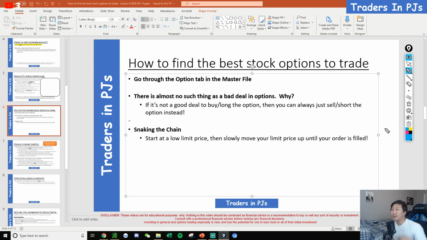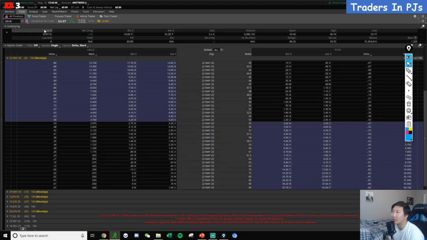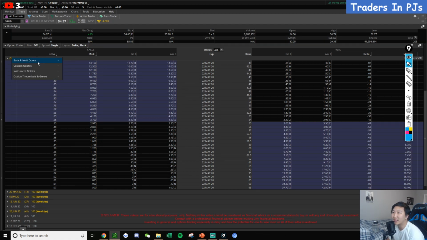Okay, snaking the chain. Start at a low limit price and then slowly move your way up the limit price until your order is filled. Options are a little less liquid than stocks, because stocks are moving around constantly and have a ton of volume, 9 million, versus the open interest here, which is what, a few hundred? There's only a few hundred contracts sold total so far.